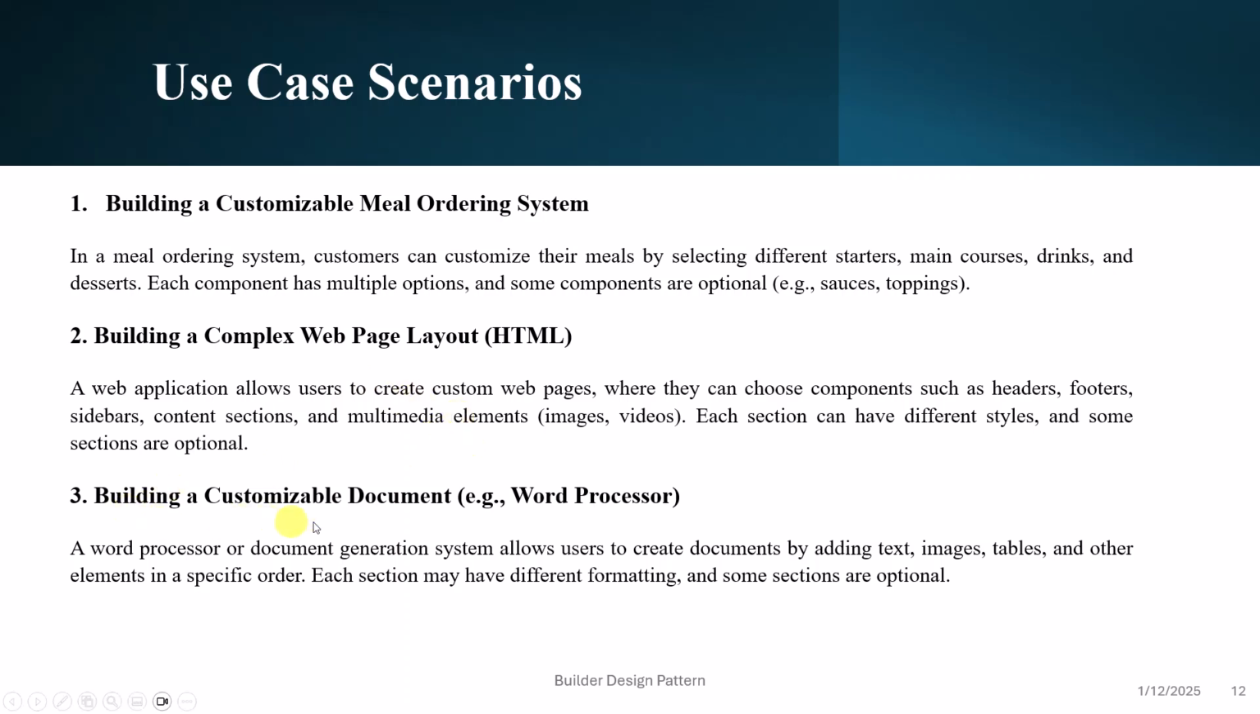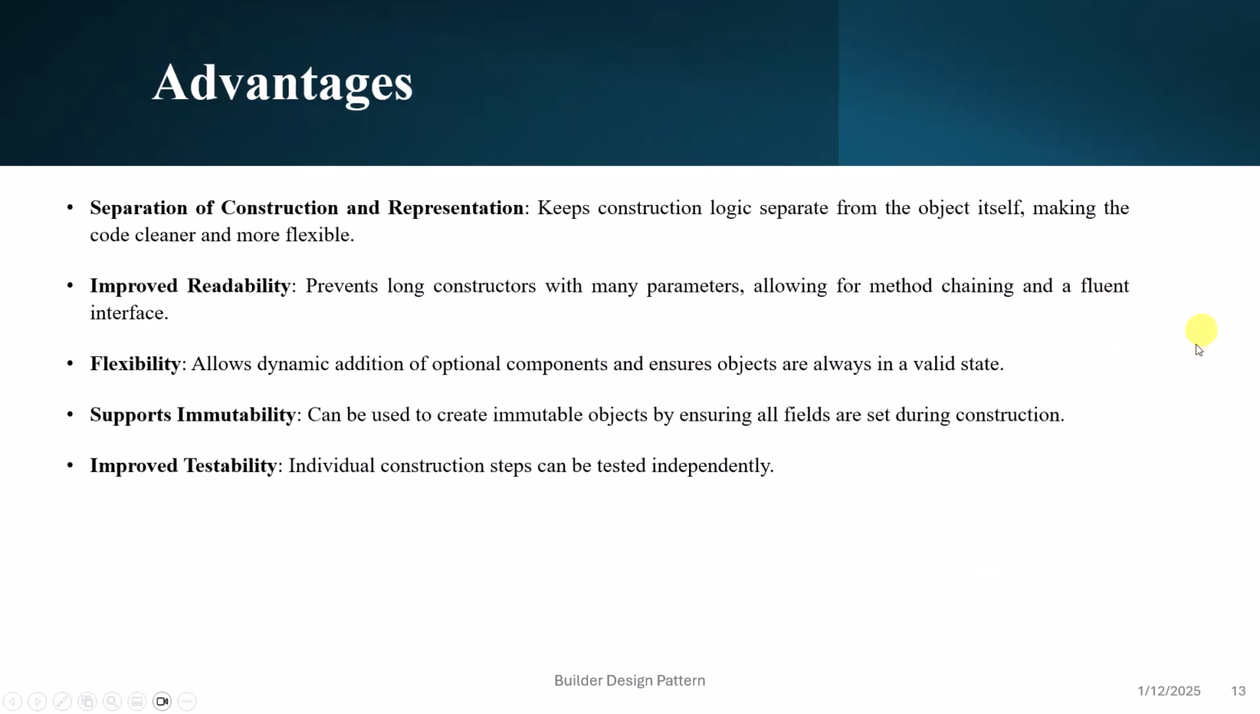The third one is building a customizable document, like a word processor. A word processor or document generation system allows users to create a document by adding text, images, tables, and other elements in a specific order. Each section may have different formatting, and some sections are optional. So while constructing a document where the user can add sections, headers, paragraphs, images, or tables dynamically, the builder pattern helps in assembling these sections in a readable, flexible, and maintainable way. So these are some of the use cases where we use the builder design pattern.